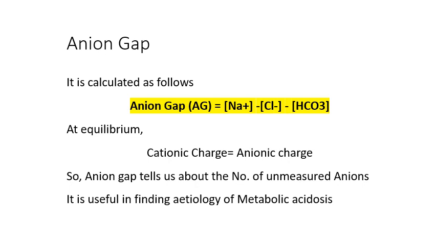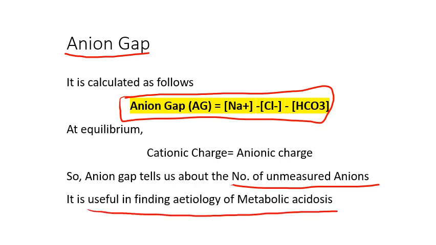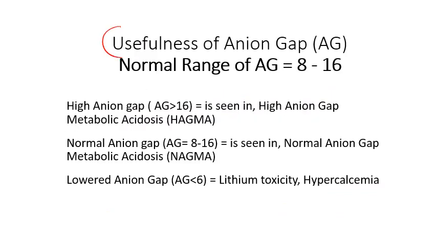This is the formula for calculating unmeasured anions, also called anion gap. This is just what I have explained in the previous slide. Anion gap is calculated by this formula, and it tells us about the number of unmeasured anions and is useful in finding the etiology of metabolic acidosis. So, usefulness of anion gap. Anion gap is useful in classifying mainly metabolic acidosis, and sometimes it acts as a diagnostic aid in diagnosis of lithium toxicity. So let's see how.